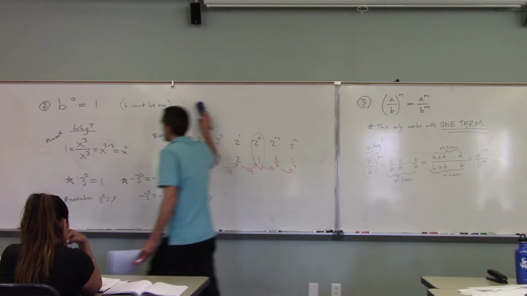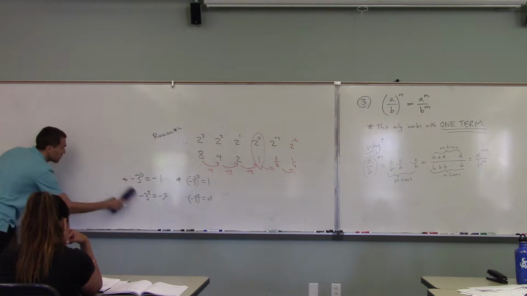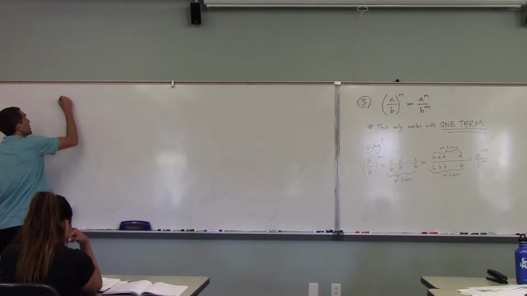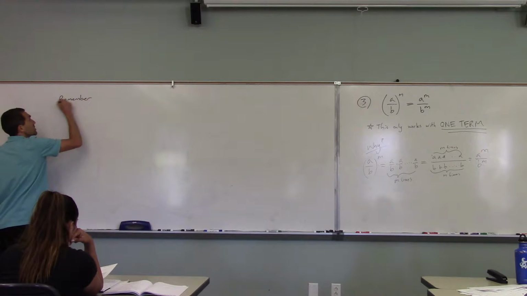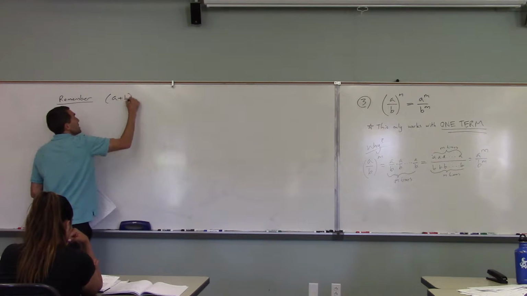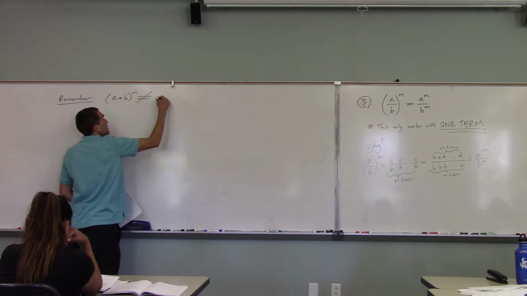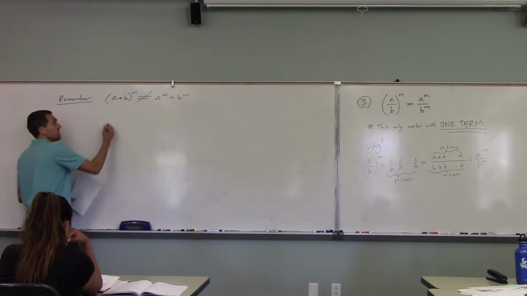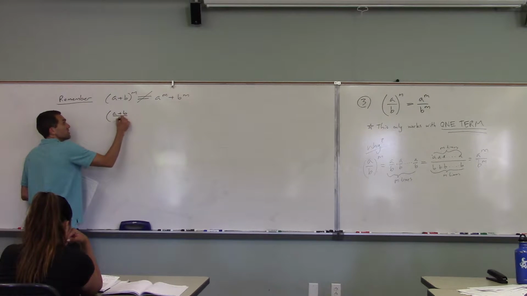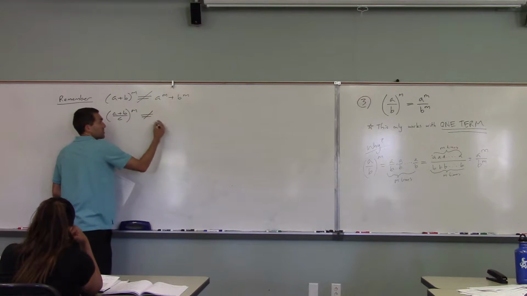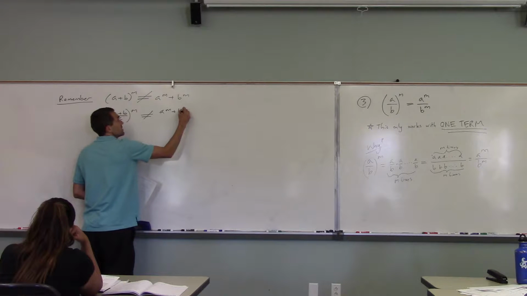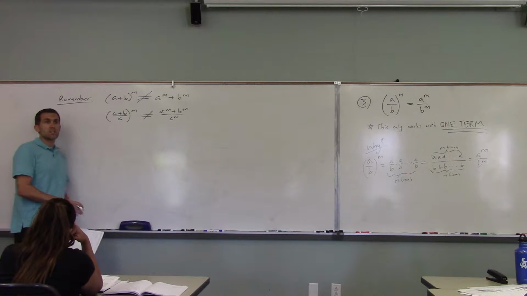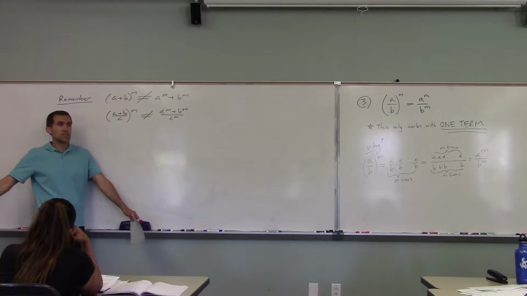So just below that, just one little reminder. It's a super common mistake, so I just keep bringing it up. Just remember, a plus b to a power is absolutely not a to the n plus b to the n. You can't distribute a power when there's more than one term. And similarly, a plus b over c to the n power is absolutely not a to the n plus b to the n over c to the n. As soon as you have an addition sign or subtraction sign, absolutely we cannot distribute a power.